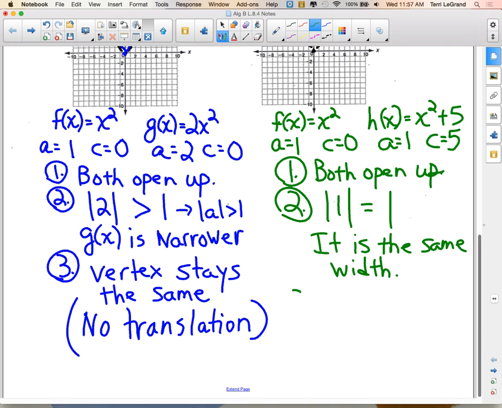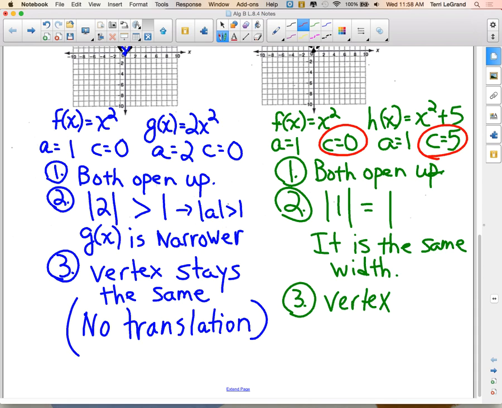Okay, and last but not least, 3, the vertex. Well, we've got to know what the vertex is. Vertex is not the same. Where do we get the vertex from? Here. Remember, we're doing ones where the B value is 0. So when the B value is 0, the vertex is the same as the y-intercept. What's the y-intercept? 0 and 5.